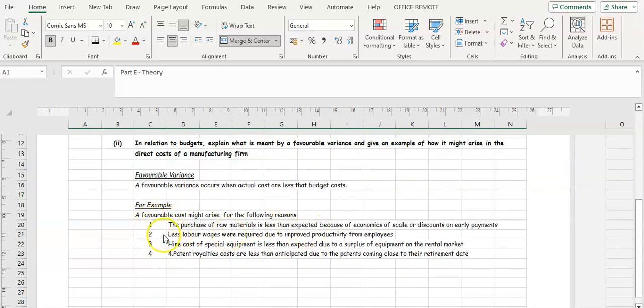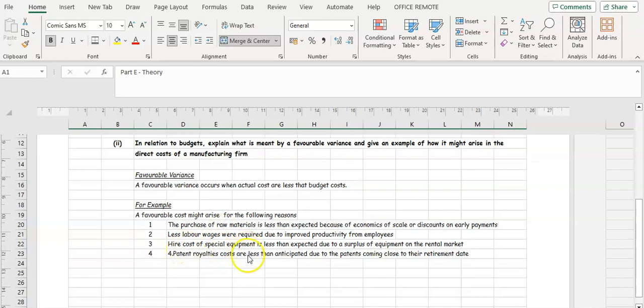For example, the purchase of raw materials is less than expected because of economies of scale or discount on early payments. Because we're buying so much of it, we're going to get a discount on it. Less labour wages are required due to improved productivity from employees. So employees are more motivated and going to work harder, so we're going to have less wages needed to produce the product.